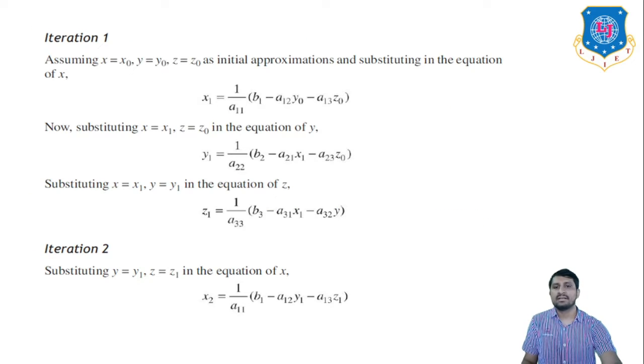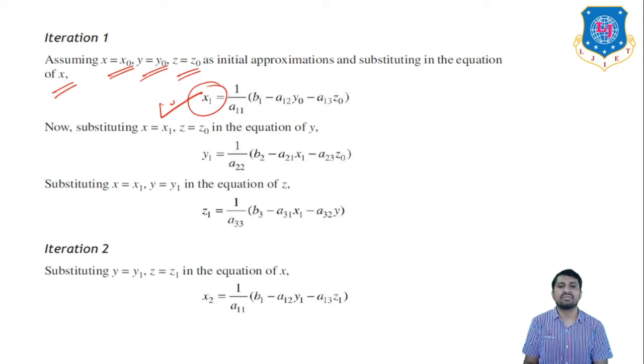So this is iteration number 1. Assuming x equal to x0, y equal to y0, z equal to z0 as initial approximation and substituting in the equation of x only, the first iteration gives x1. Instead of y we have to take y0, and instead of z we have to take z0.